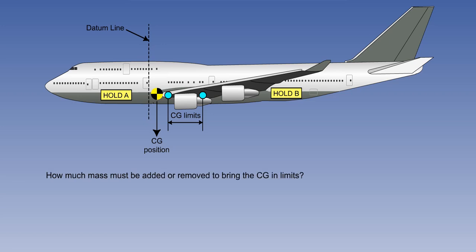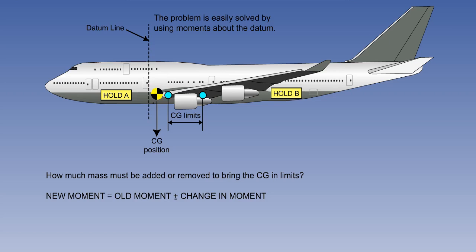This example shows an aeroplane with a problem, whose centre of gravity is forward of limits for takeoff. This can be corrected before flight using the method of adding or removing mass. By adding or removing a mass, the moments about the datum are changed. Assuming equilibrium to be maintained, the original total moment plus or minus the moment of the added or removed mass must equal the new total moment.